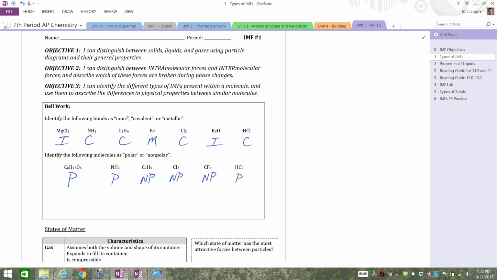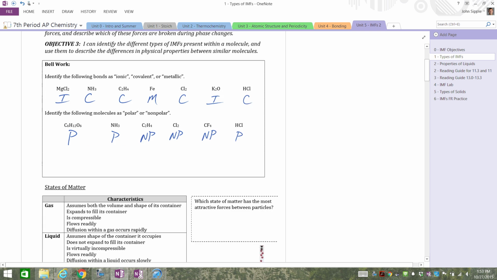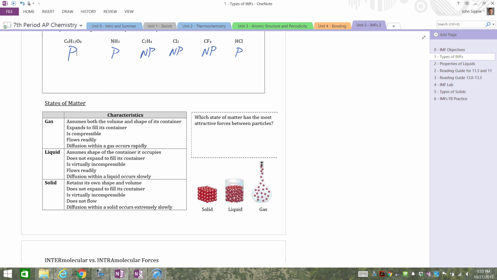And then we want to be able to look at a substance and tell what intermolecular forces are in there. Because if it's polar, it could be dipole-dipole, and it could also have hydrogen bonding maybe. If it's nonpolar, it only has London dispersion forces in it. We'll talk about what those are today. So let's knock off the first objective below, talking about different states of matter.